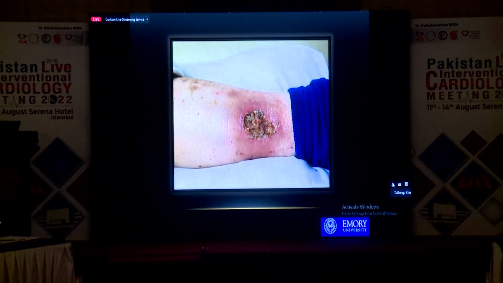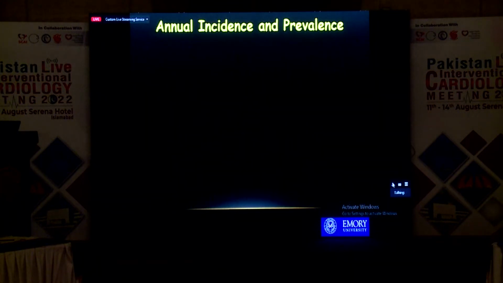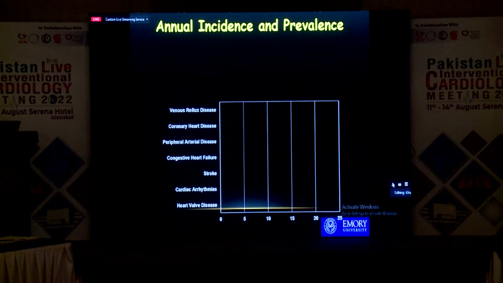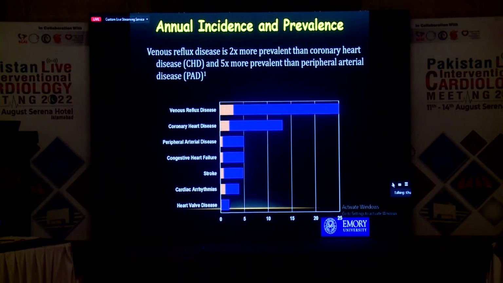This is a combined arterial and venous ulcer. So it doesn't mean that anything above the ankle is always venous. This is arterial and venous combination. So let's talk about the incidence. We all know the heart valve disease, cardiac arrhythmia, stroke, congestive heart failure, peripheral arterial disease, coronary artery disease, and venous reflux disease. And if you look at these, this is where venous reflux disease is, a very common disease. But fortunately, a benign disease, but it causes a lot of patient suffering. And if we add to the venous disease, peripheral arterial disease, then peripheral vascular disease is far more common than the other cardiac disease that we see.